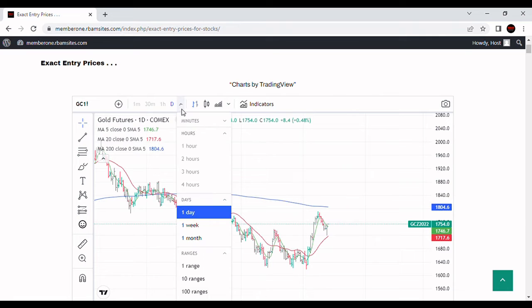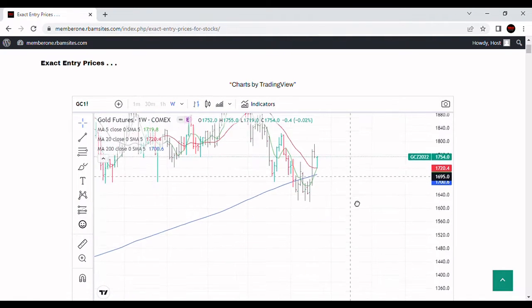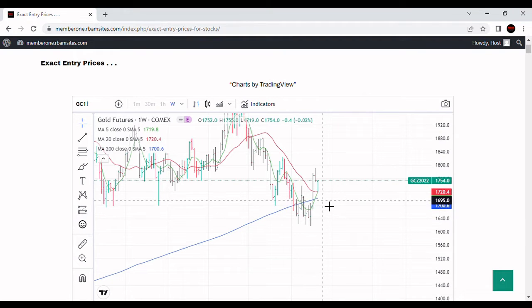If we go to the weekly, we can see several things. The first thing we're going to look at is that gold came down here to the 200-week moving average, the blue line, and kind of oscillated around it for a couple of months and then rallied up above it, and that was that big rally we got. It put in a new weekly high here at this 1791, and then dropped back down.